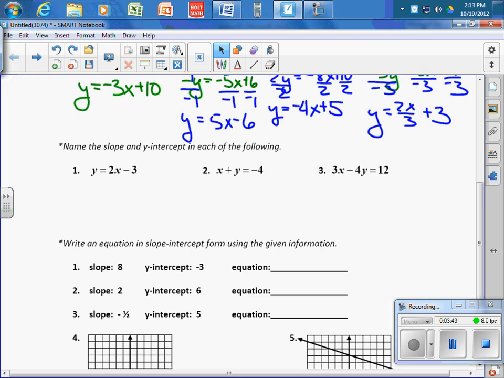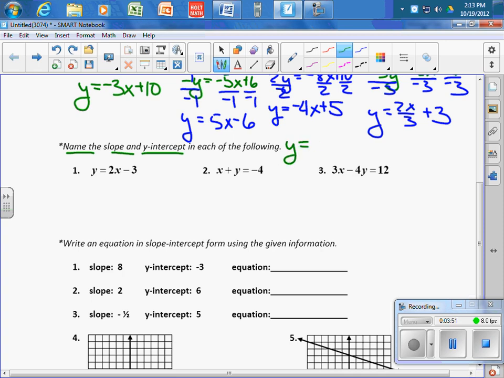Now we need to name the slope and the y-intercept in each of the following. In order to do that, we have to have the equation in y equals mx plus b form, slope-intercept form. So here it is already in slope-intercept form. M, being the slope, is the coefficient of x. In this case, it's 2. The y-intercept, b, is negative 3.